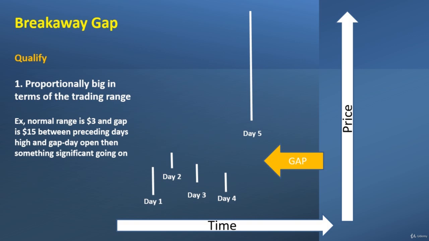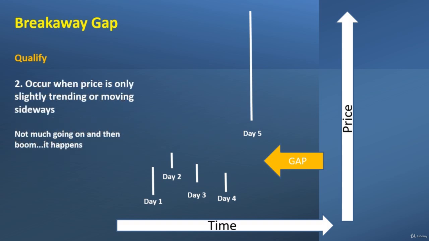Again, we have to wait till the end of the day to really confirm that it's a gap, that it doesn't come down in price like in this example and just overlap, and then we don't have a gap at all. Well, if we look at this, we have this proportionally big gap in terms of the trading range. There's a big jump up in terms of what was going on before, between days 4 and 5, and you can see the preceding days kind of confirm that as well. And then also, to really identify a breakaway gap, it occurs when price is only slightly trending or moving sideways. There's not much going on, and then boom, it happens. It's not like there's some big massive trend and you have a little breakaway gap, but it's already part of a massive trend. That's not a true breakaway gap.